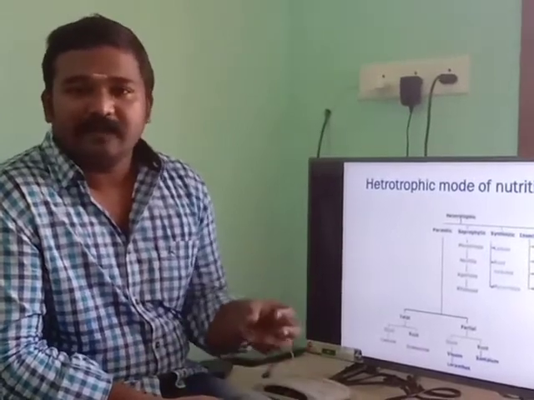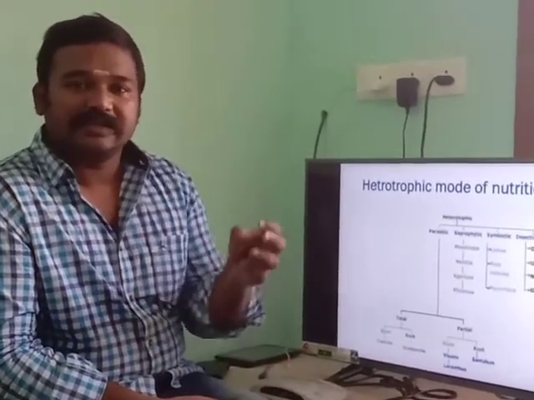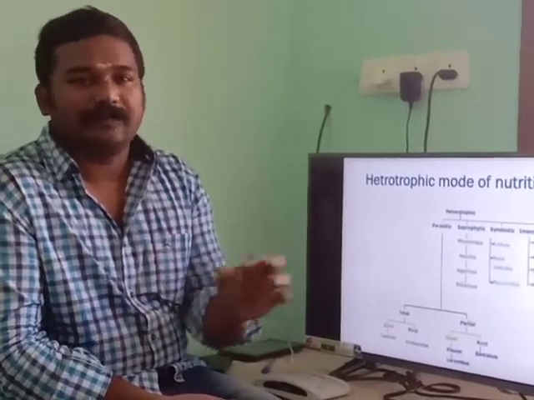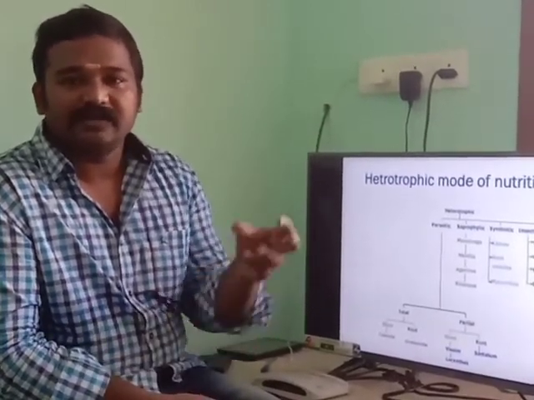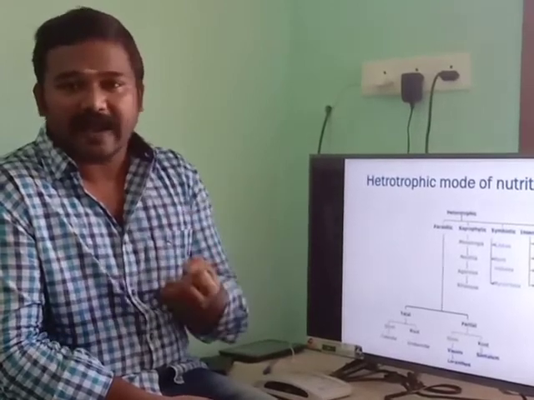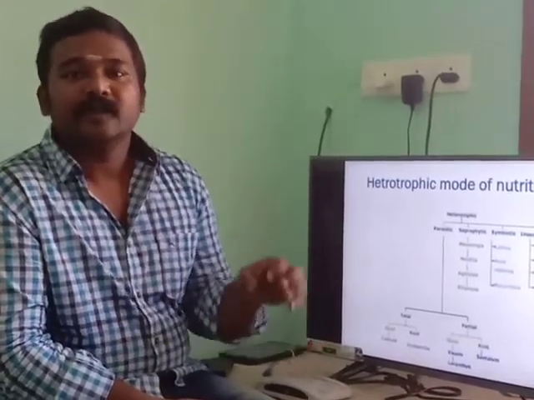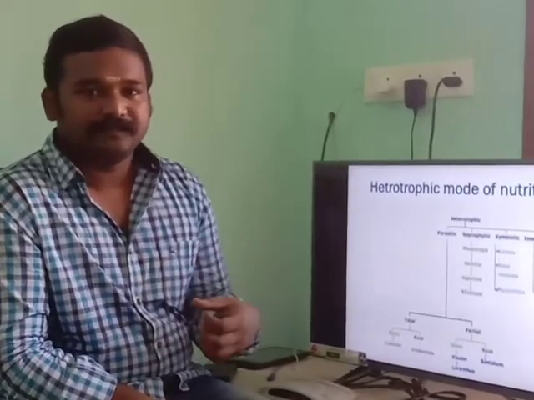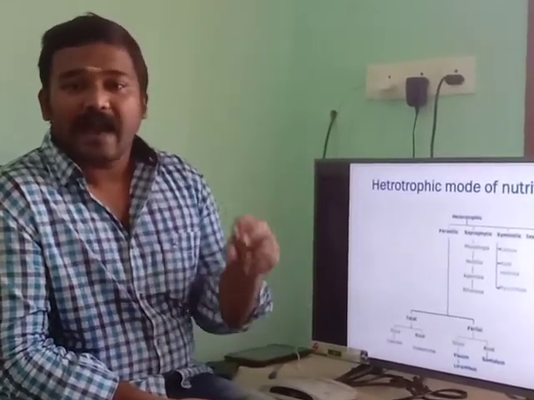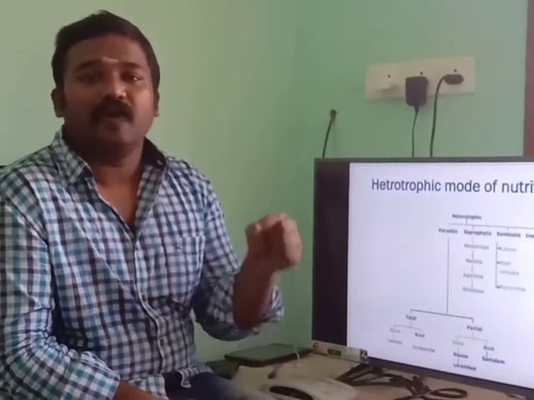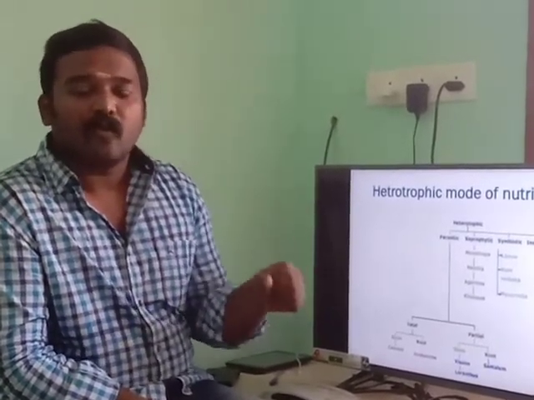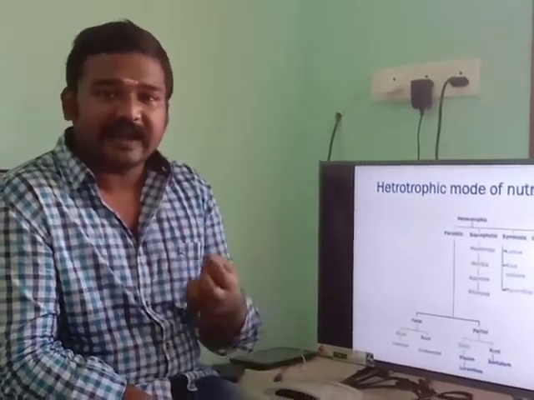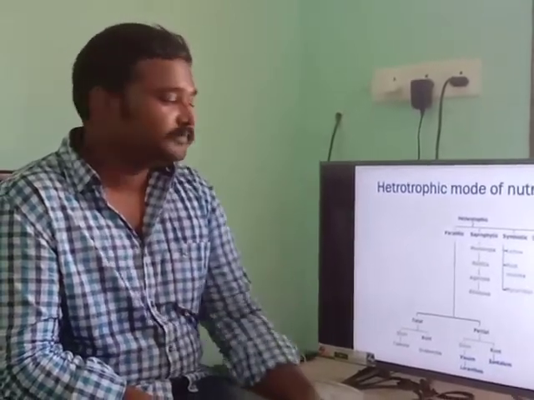Likewise, rhizobium is a bacteria which lives in the root nodules of leguminous plants. What they will do is fix the atmospheric nitrogen into the soil and they will take the necessary food from the plants. So the plant is giving shelter and food for the bacteria, while the bacteria is helping the plant by fixing the nitrogen in the soil.